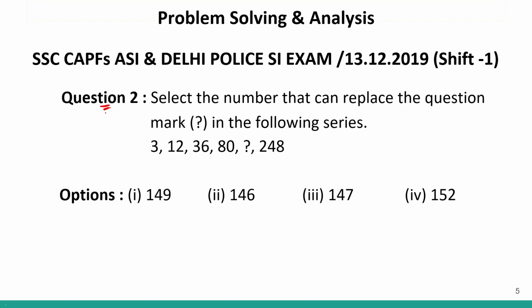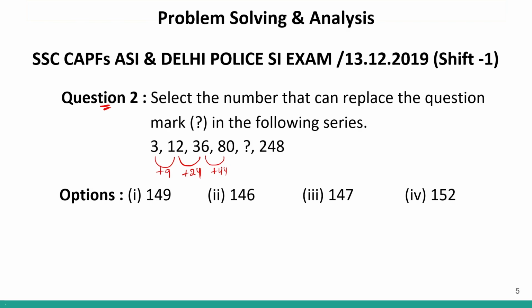Question number 2. This is a question in which one element is missing and we have to identify which element is missing. If I look over here, there is an increment of 9. Over here, there is an increment of 24. Over here, there is an increment of 44. Now looking at this, I cannot make out a logic.